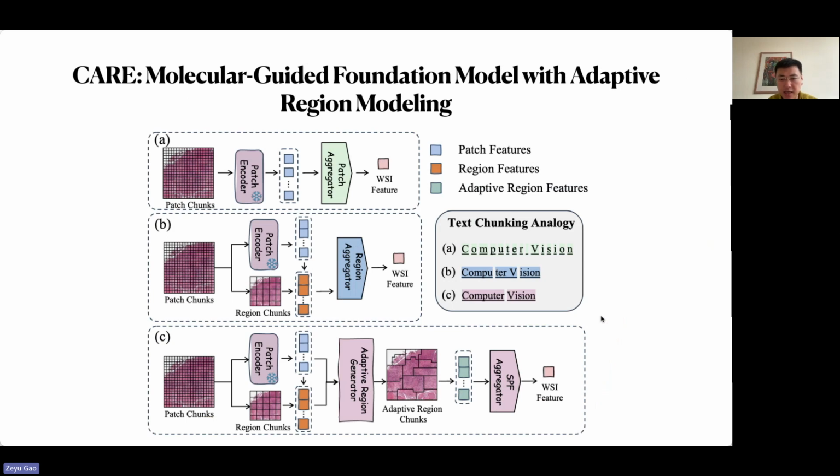But the main issue here is similar to what we do with chunking for text, right? If you think of each letter as a patch, going from patch to slide is like chunking your words or sentences into several letters, and then aggregating them together. And the other way to do it is HIPT, from the previous CVPR paper. They use a fixed window to cut the histology images into different regions.